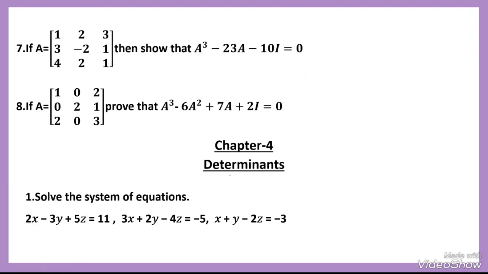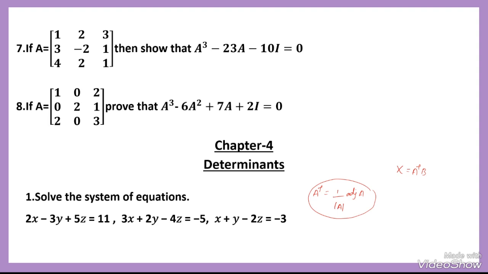The most important question is the third question, which will be asked from chapter 4, that is determinants. Solve the system of equations. The formula is A inverse equals 1 divided by determinant of A, times adjoint of A. First you have to write the system of equations in the form X equals A inverse into B. What is the value of A inverse? You have to find 1 by determinant of A into adjoint of A.